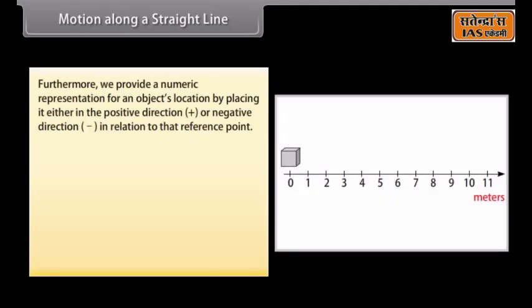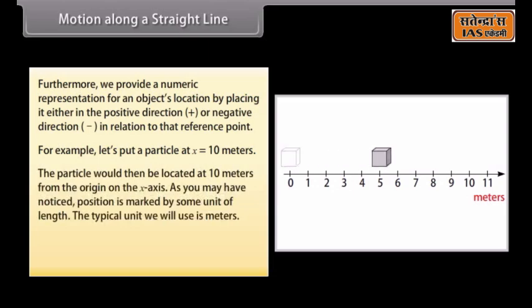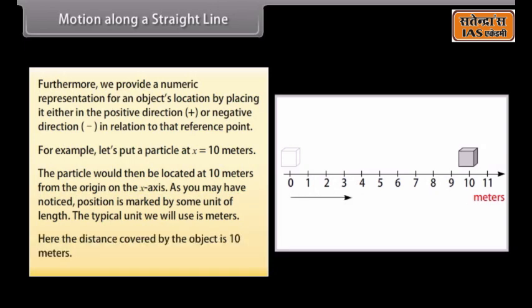Furthermore, we provide a numeric representation for an object's location by placing it either in the positive direction or negative direction in relation to that reference point. For example, let's put a particle at x equal to 10 meters. The particle would then be located at 10 meters from the origin on the x-axis. As you may have noticed, position is marked by some unit of length. The typical unit we will use is meters. Here the distance covered by the object is 10 meters.